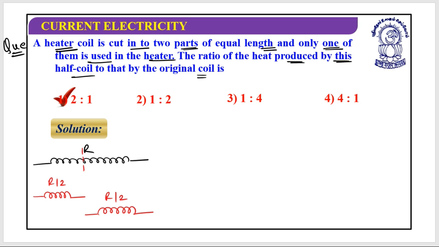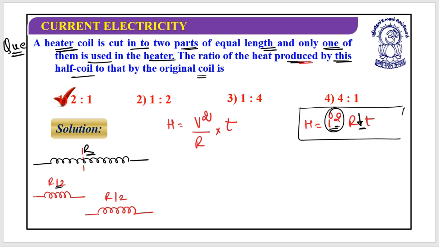Now the ratio of the heat produced by this half coil to that by the original coil. What I can understand is that H can be written as V square by R multiplied by T, because if I write I square RT, I need to account for the change in current as well. As resistance decreased, initially it was R, now it is R by 2, the current should change, and I would need to calculate it. So to remove this ambiguity, I am not using this. I hope these things are clear.